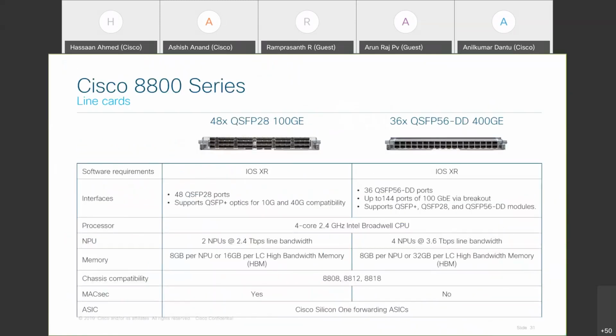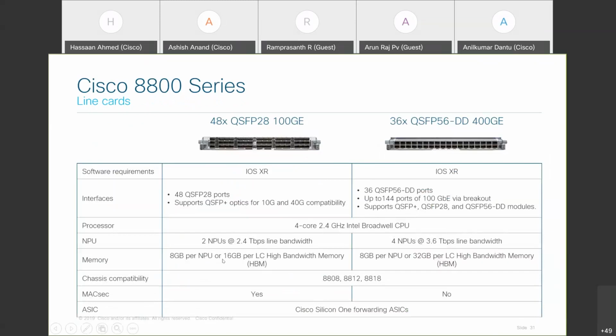Now coming to the line card, you have two variants available with regard to line cards. That is the 48 into 100 gig port line card and the 36 into 400 gig line card. Okay, so you have two different variants available. Plus it does support your normal optics breakout, like you can have breakout on a 400 gig port. You can break it into two 200 gig ports or four 100 gig ports and further. So those are all supported.